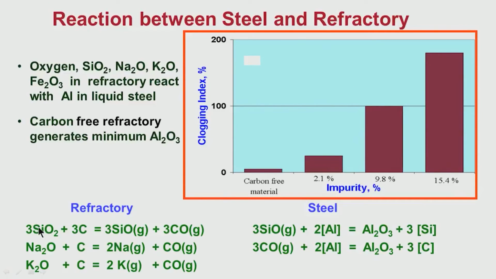Suppose we have some amount of carbon and some SiO2 in the refractory. This SiO2 will react with carbon, and SiO gas and carbon monoxide gas are generated. If you have sodium oxide in the refractory, it will react with carbon, generating sodium as gas and carbon monoxide as gas. If you have potassium oxide, it will react with carbon and generate potassium as gas and carbon monoxide as gas. Now, what happens to this SiO gas and carbon monoxide gas?